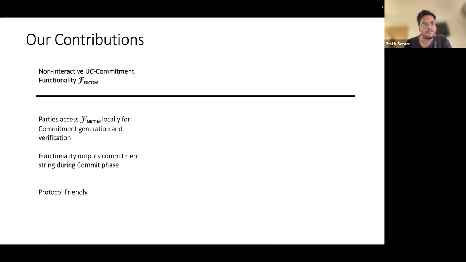And now let me formally define our contributions. So we first define a new non-interactive UC commitment functionality, which we denote as FNICOM. The current non-interactive UC commitment functionalities require interaction between the parties, even for local commitment generation and verification. And that is very incompatible with MPC protocols. So we overcome that by introducing this non-interactive UC commitment functionality.